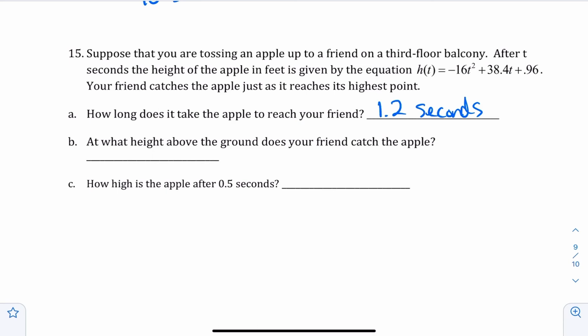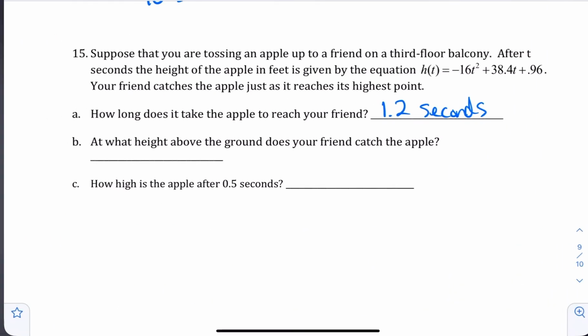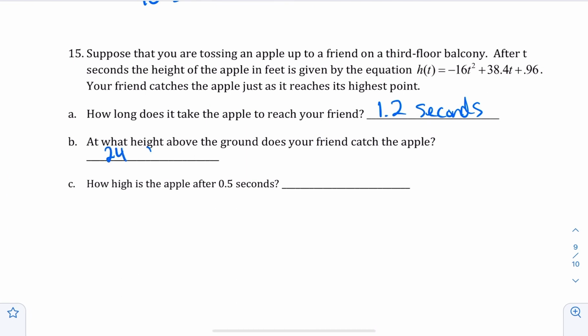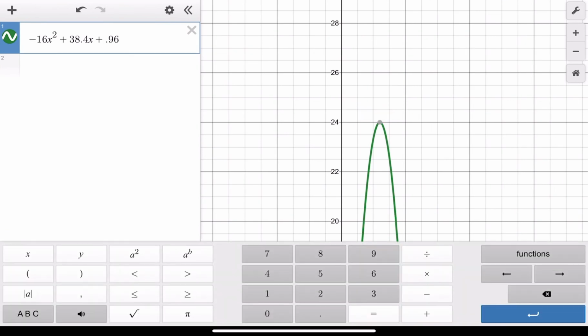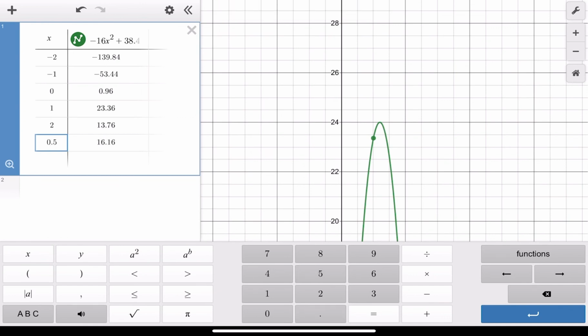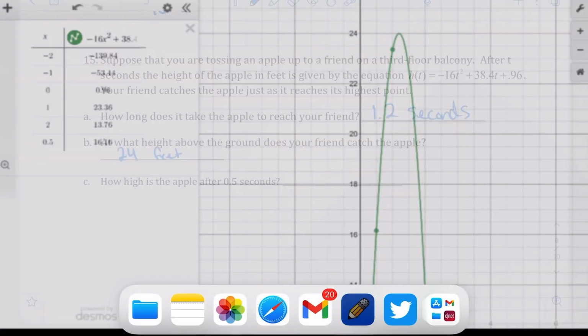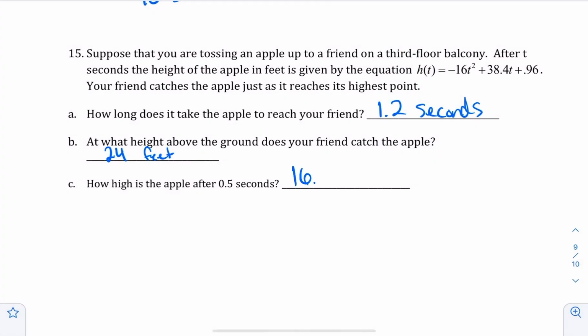Now, at what height above the ground does your friend catch the apple? Since he caught it at the maximum, that maximum height was 24 feet. How high is the apple after 0.5 seconds? When they ask for a very specific input, you plug it into the table and give them a very specific output. So 0.5 seconds later, my apple is 16.16 feet above the ground.